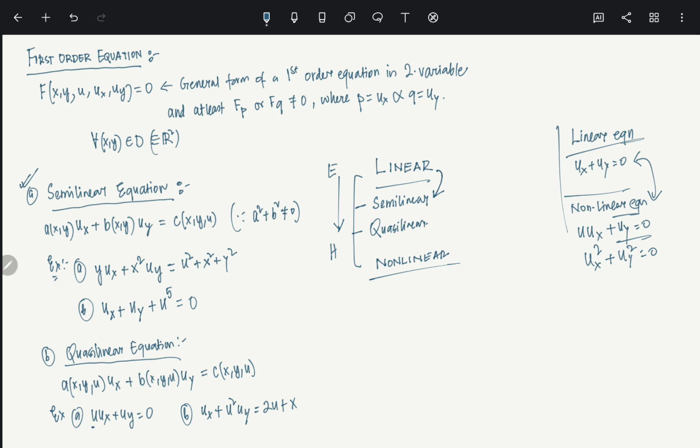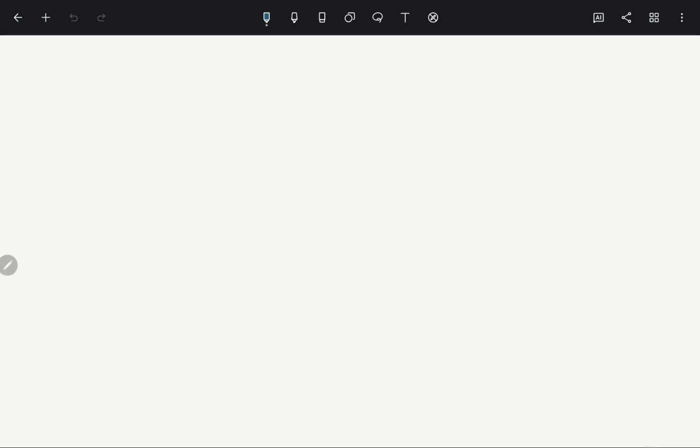But of course, a non-linear equation will look like this, right? So basically, in the non-linear case, the coefficients of ux and uy should contain ux and uy, those terms should be there at least. Okay, so in that case they are non-linear. So what we are going to say is anything which is not quasi-linear or semi-linear or linear, those are non-linear. Is it okay?